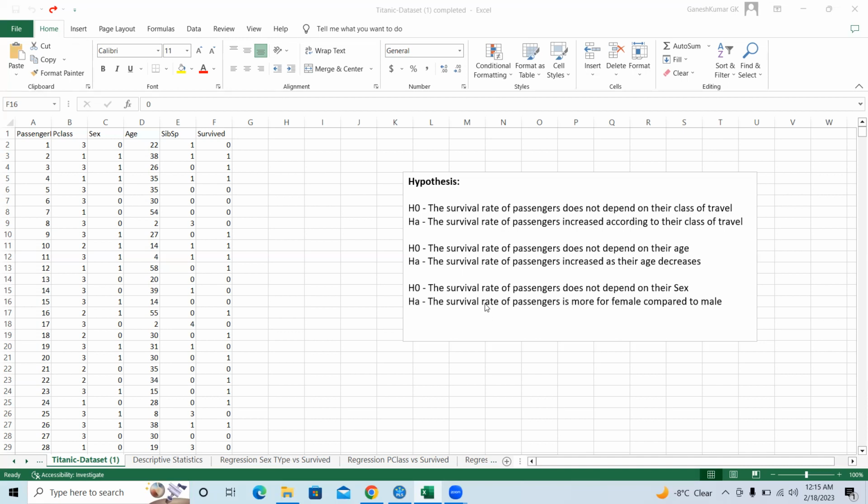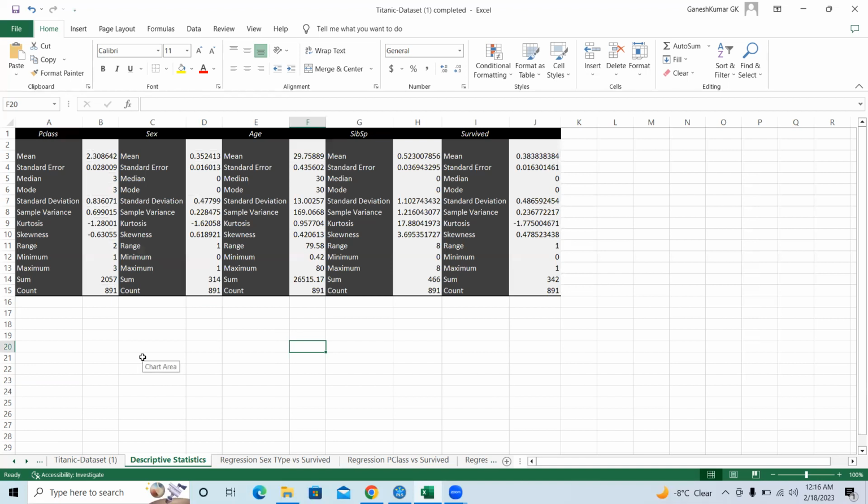The next hypothesis is that the survival rate of passengers does not depend on sex, whether they are male or female. That is what I meant. My alternate hypothesis is that the survival rate of passengers is higher for females compared to males. We are going to check all these three hypotheses and determine whether there is enough proof that my alternate hypotheses can be true. So let's look at the descriptive statistics.